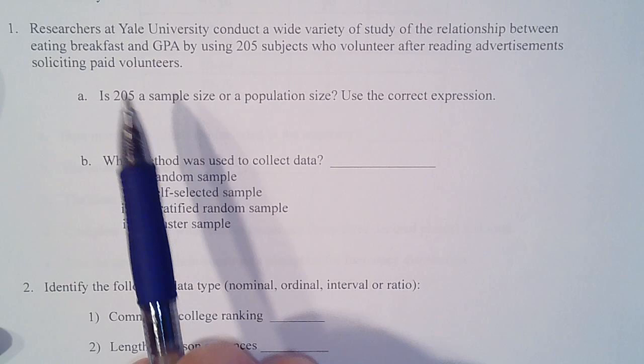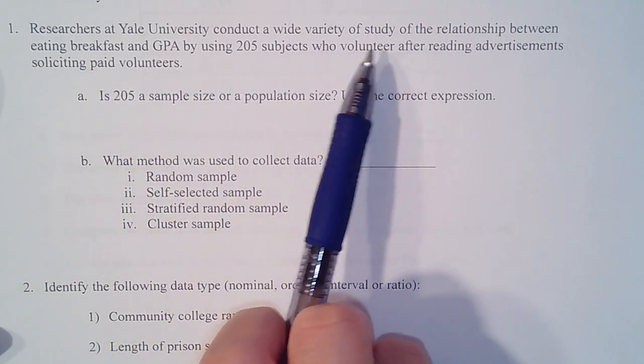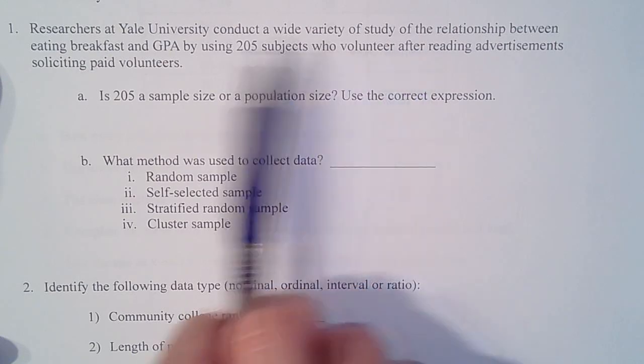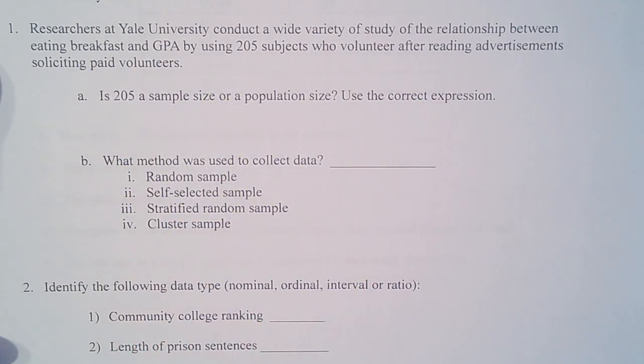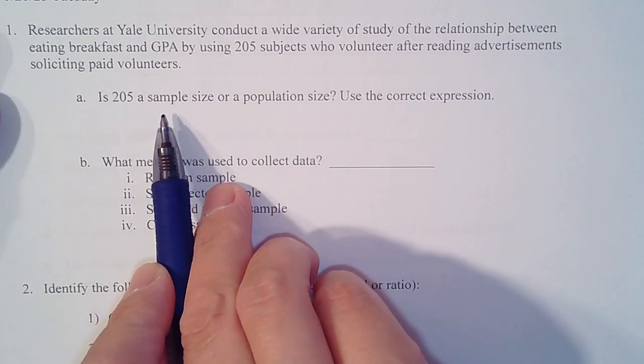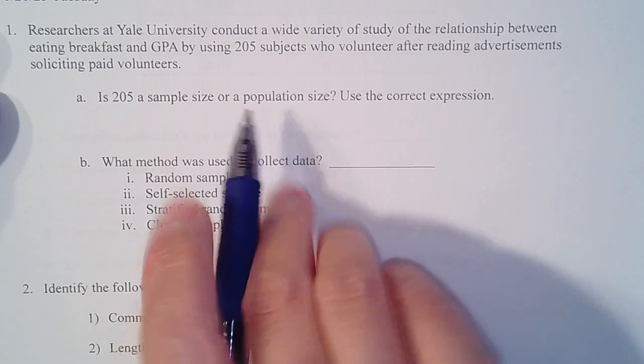These researchers want to do the research to see the relationship between eating breakfast and the GPA. If they wanted to do that for the school, then they should use everybody in the university, all the students, as their population. But in this one we have only 205 volunteers who answered the question. So 205 is a sample size. It's not a population size.